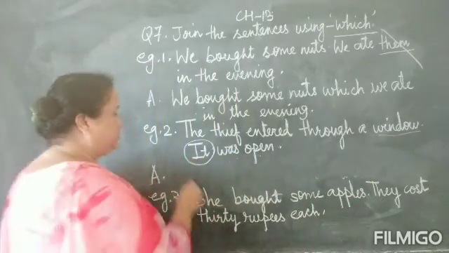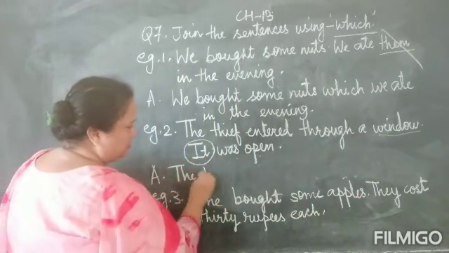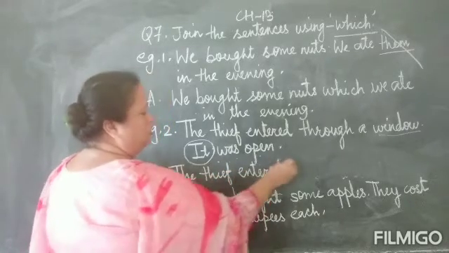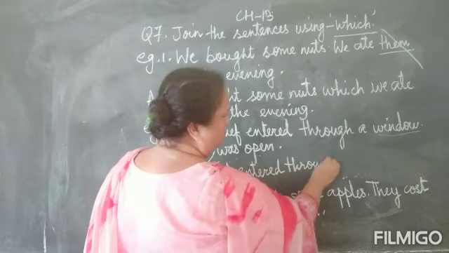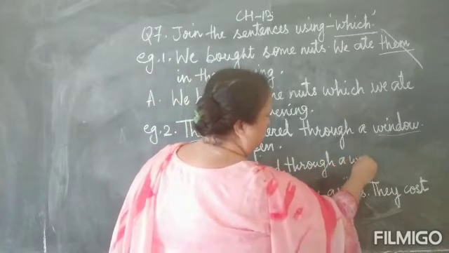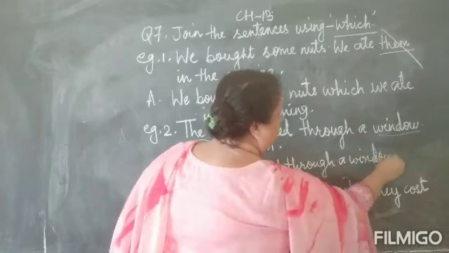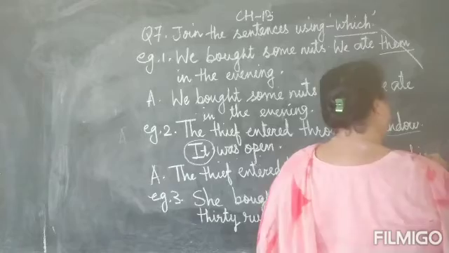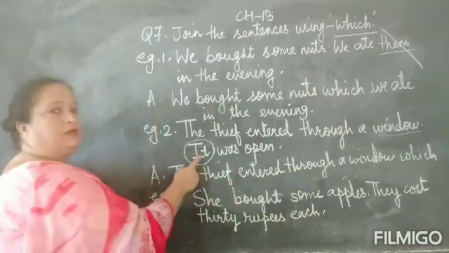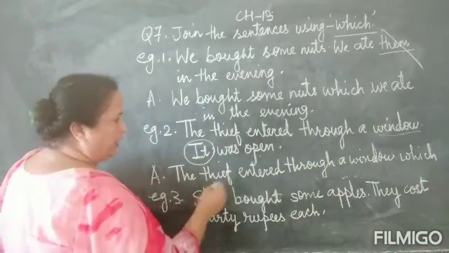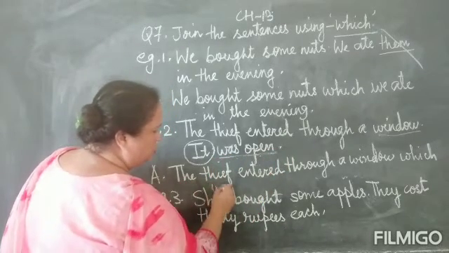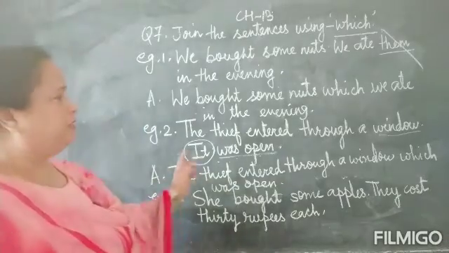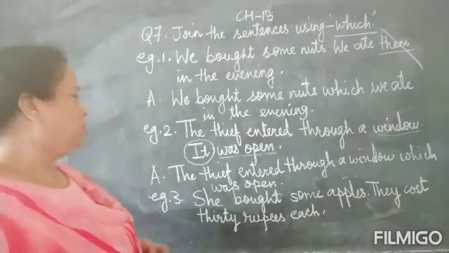So what do we do? First of all, we write the first sentence as it is. The thief entered through a window, and then to join both the sentences, we add the word which. So we add which over here, and after removing the word that is used instead of the thing, we add the remaining words, that was open. So what's our answer? The thief entered through a window which was open.